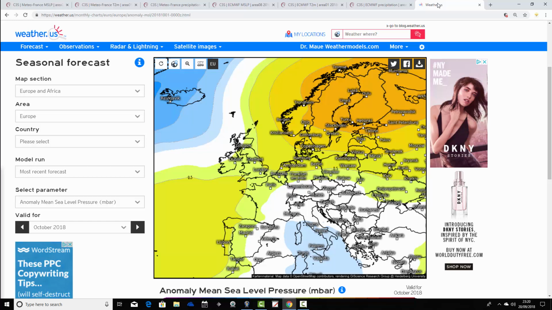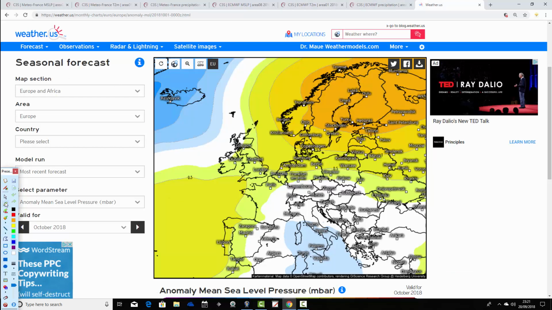So this is the mean sea level pressure. This is from weather.us, by the way. So again, this is the ECMWF seasonal model, the same model we were just looking at on Copernicus, but this is breaking things down on a month-by-month basis. So this is the mean sea level pressure anomaly for October. I'll just run you through this very quickly.